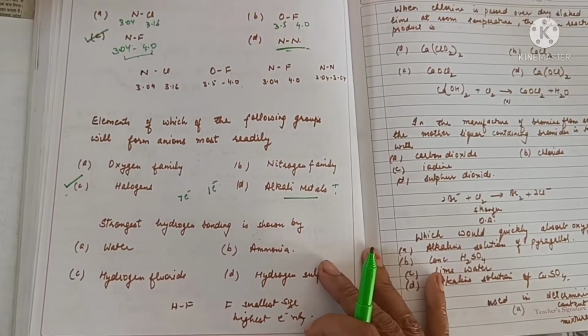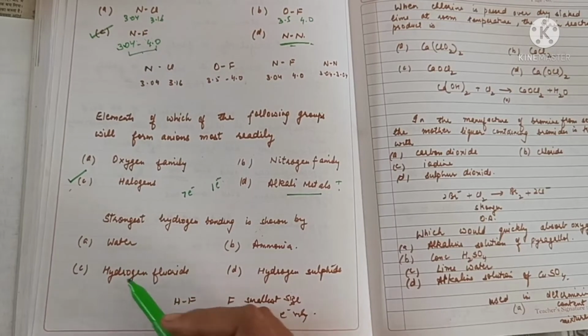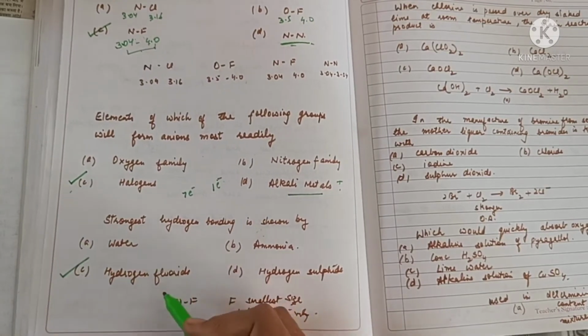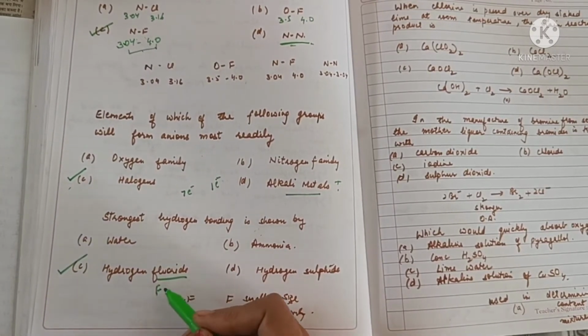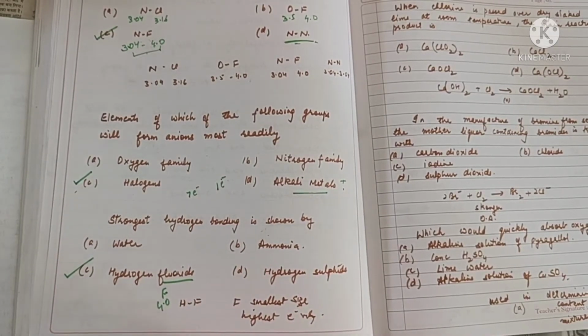Strongest hydrogen bonding is shown by hydrogen fluoride is the answer, because fluorine is most electronegative. Its electronegativity is 4.0.